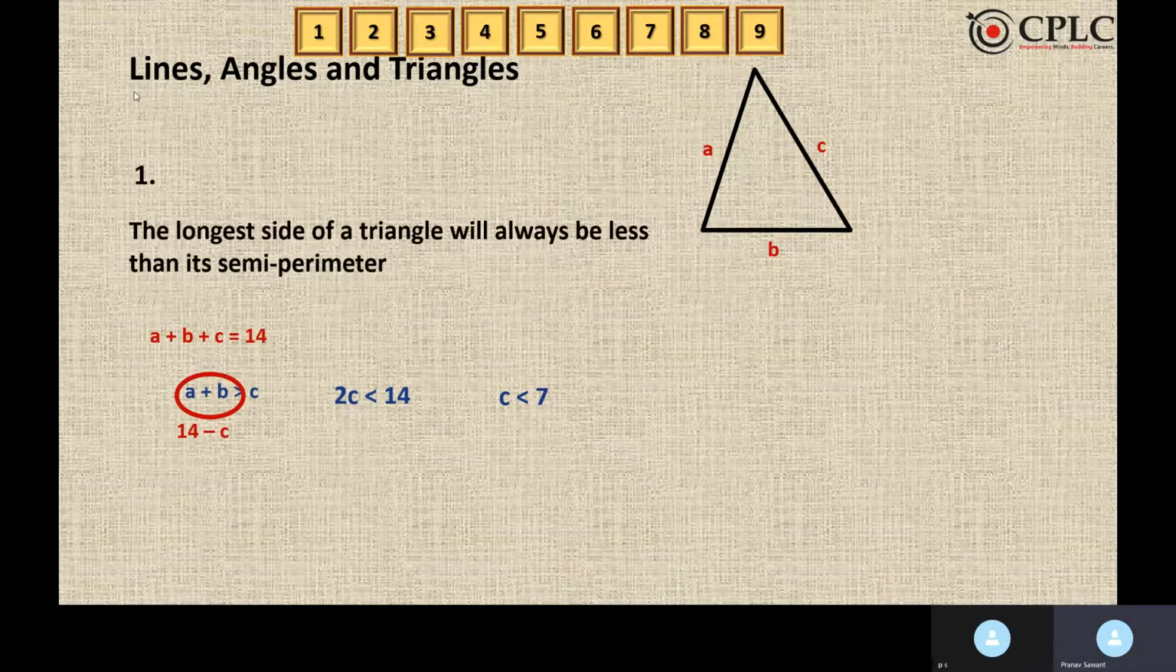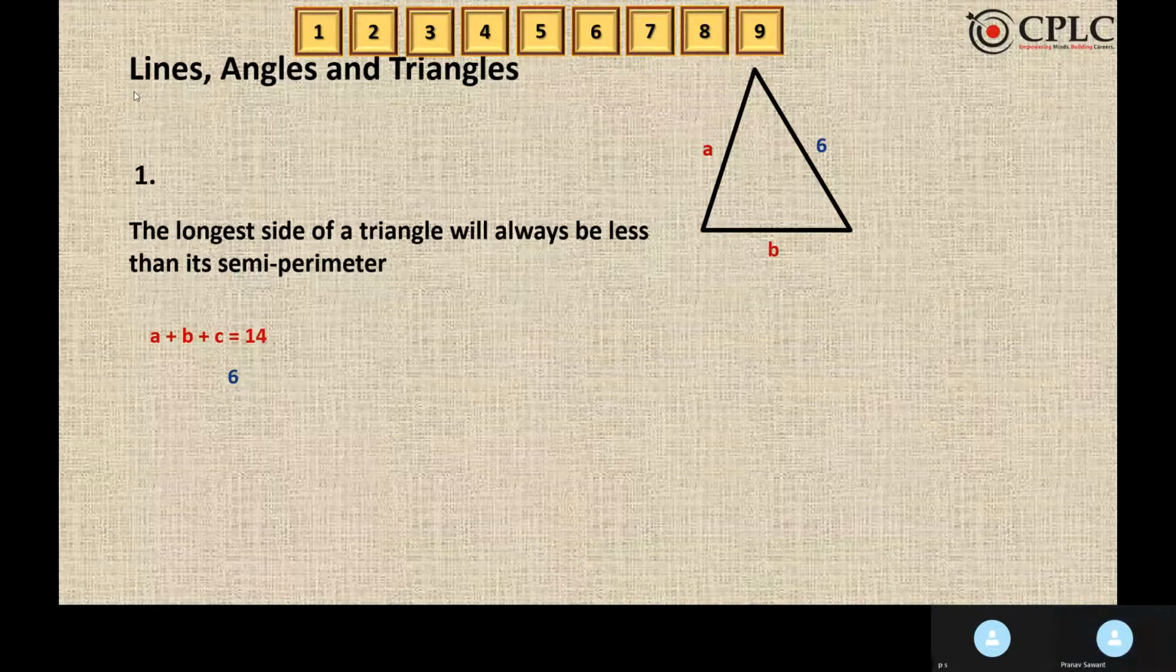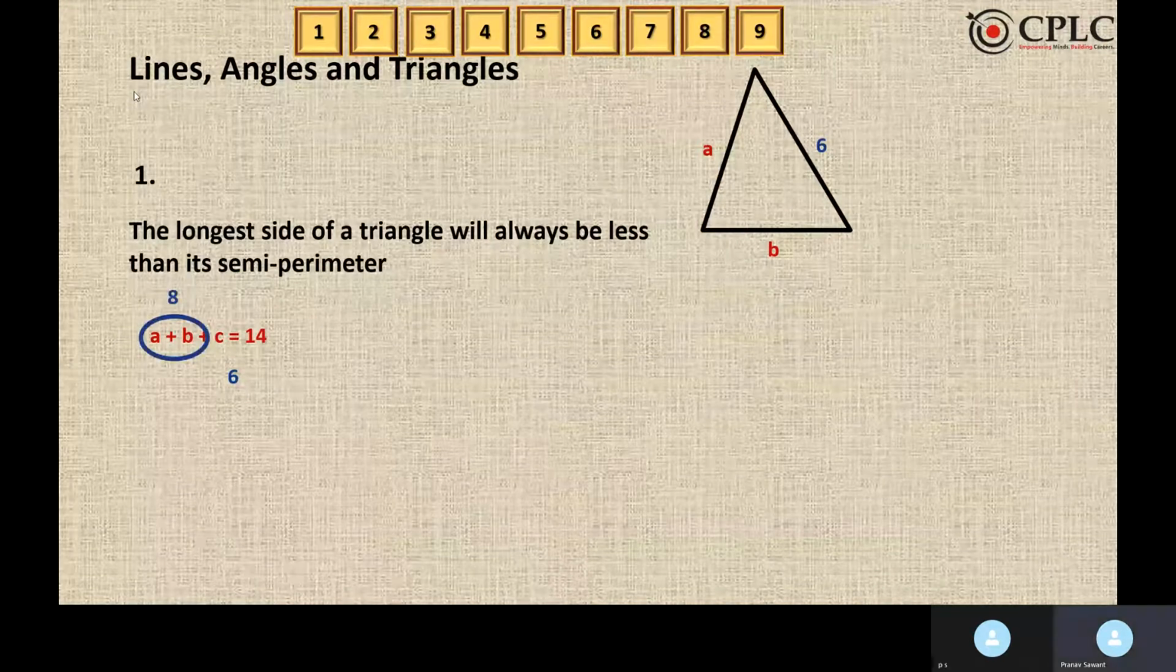Now another important property is the longest side of a triangle will always be less than its semi-perimeter. So the semi-perimeter is 7, so the longest side will always be less than 7. So let us assume the values now. C is the longest side. C has to be less than 7. So let us assume the value of C as 6. If the value of C is 6, then A plus B would be 8. So let's figure out the possibilities of A plus B as 8.